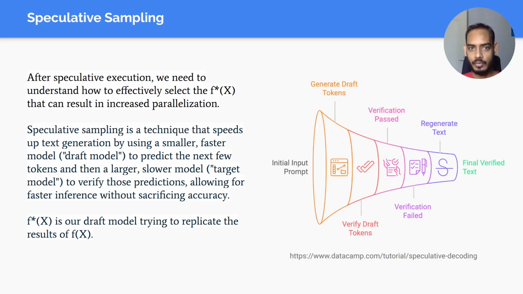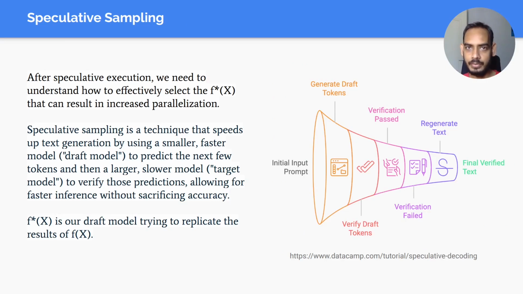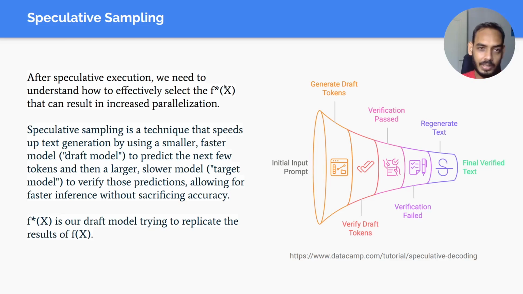Now, this f star of x, we just talked about f star of x, the approximate function of f of x. Now, how to select f star of x? This is done by speculative sampling, which is nothing but a technique of generating text in terms of LLMs, using a draft model, a smaller, faster model to predict the next few tokens. So here f of x is nothing but the parallel tokens that you generate. That is what f star of x is.